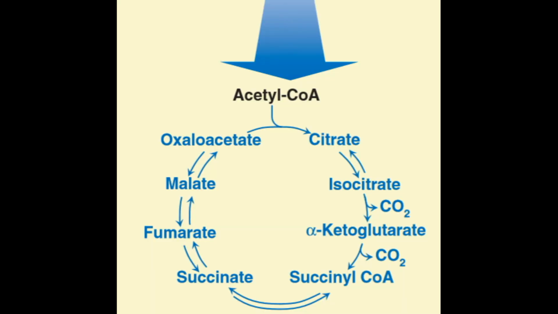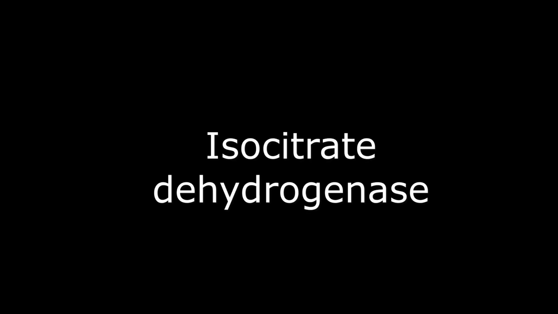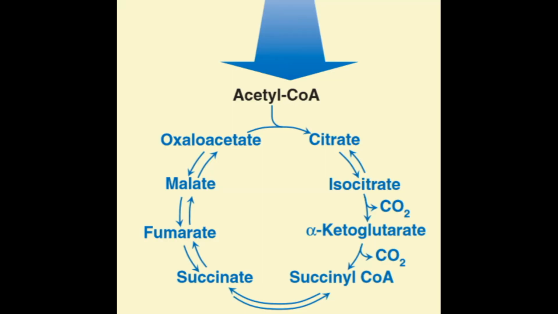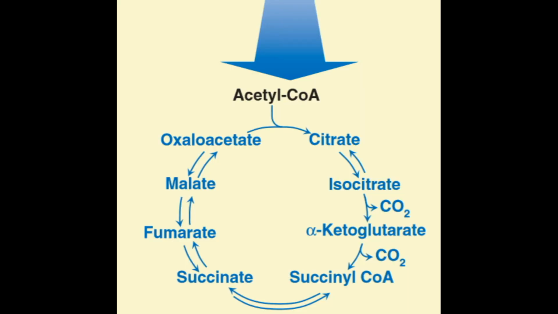Okay, the first enzyme is citrate synthase, which tells you that citrate is being produced, and the reactants are oxaloacetate and acetyl coenzyme A. The second enzyme is aconitase, because it's like an isomer with isocitrate and citrate. And the third enzyme is isocitrate dehydrogenase, and this converts isocitrate into alpha ketoglutarate. The next enzyme is alpha ketoglutarate dehydrogenase complex, which converts alpha ketoglutarate into succinyl coenzyme A.